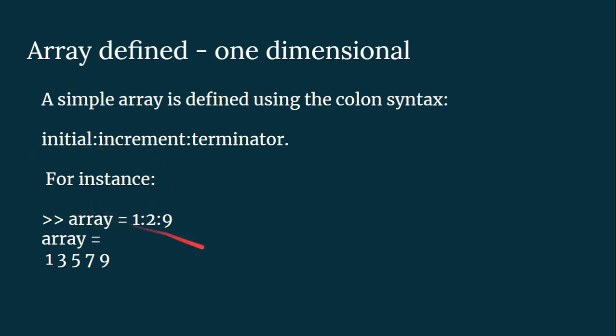This array equal to 1:2:9 means A is the name of the array which can have the values from 1 to 9 in steps of 2. That means we have 1 plus 2 is 3, plus 2 is 5, plus 2 is 7, plus 2 is 9. That means we can create an array of odd numbers this way. Now this step value can be any value, so that we can define an array of this type.